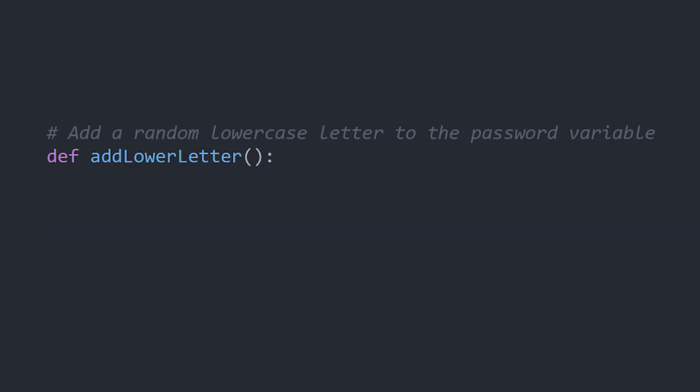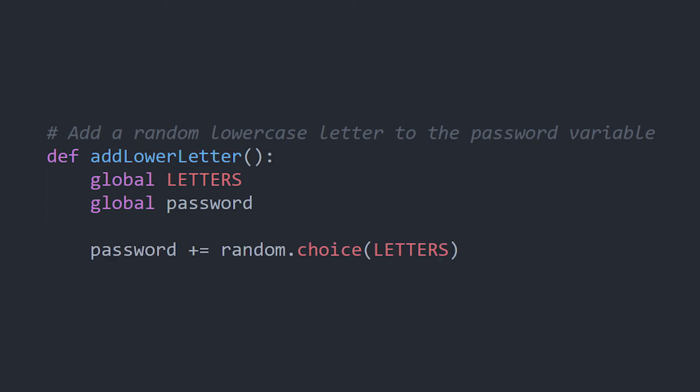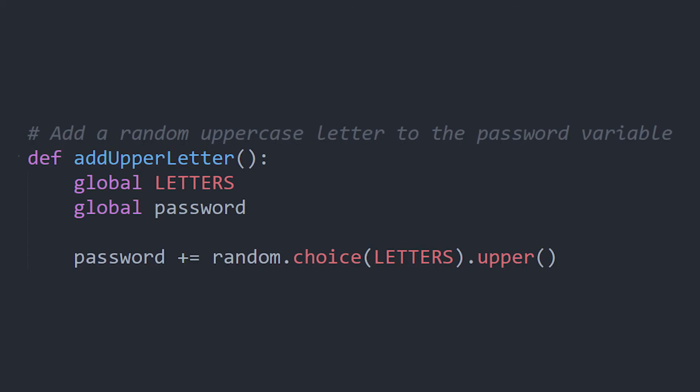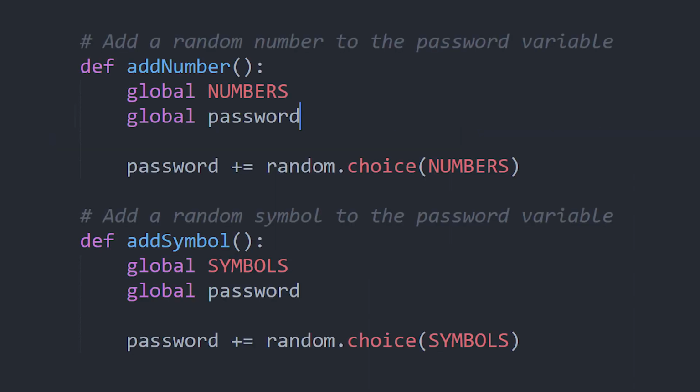So for the lowercase character one, we'll just define the function, get the global password variable so we can add a random lowercase letter to it, and also grab the letters variable from which we will get a random letter from. The random.choice function is pretty useful for this, as it'll pick a random character from a string, in this case, letters. So we'll just add the random lowercase letter to the password variable. Cool. Now we just repeat this idea with uppercase letters, just with .upper at the end. And it's just the same idea with numbers and symbols.